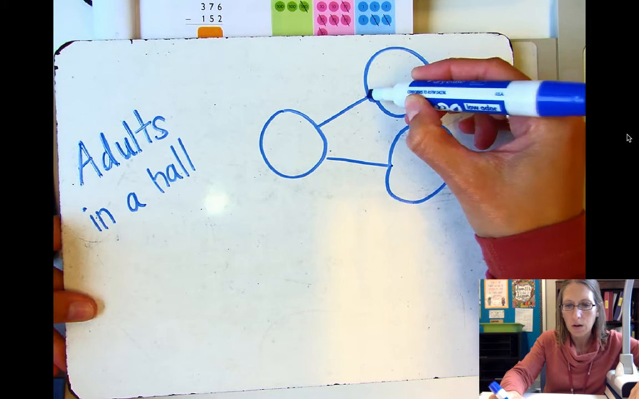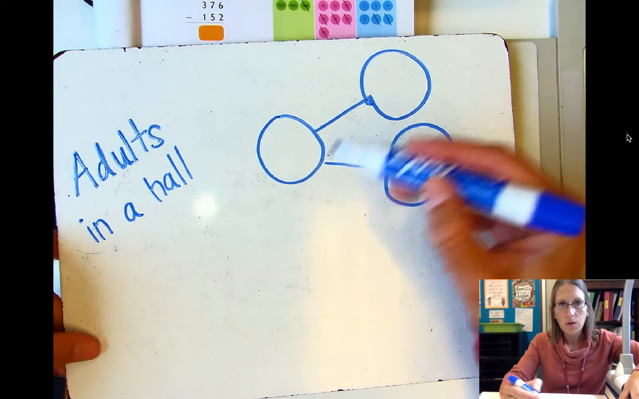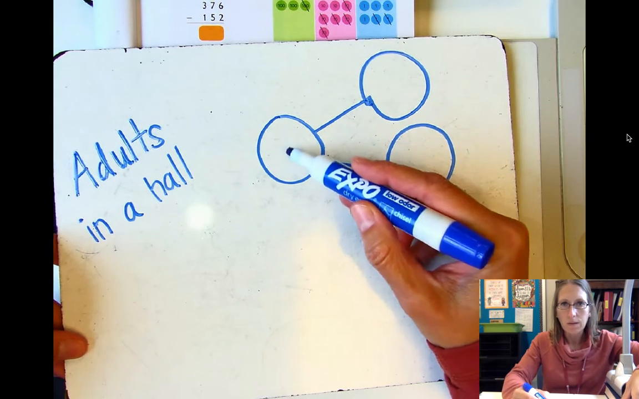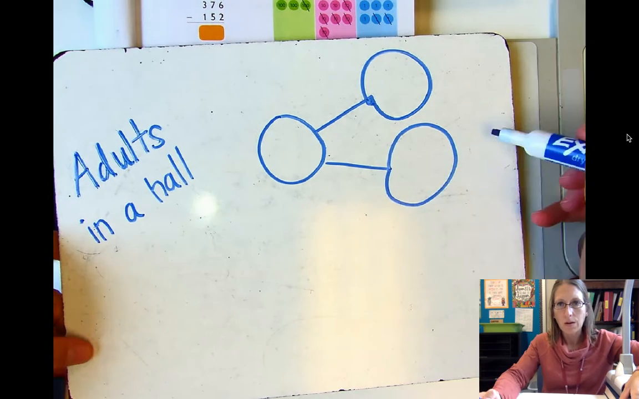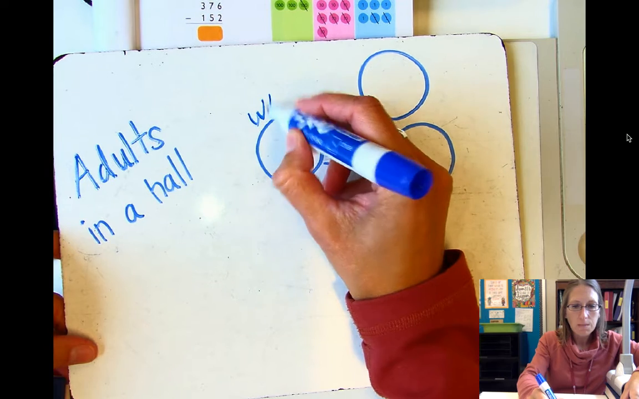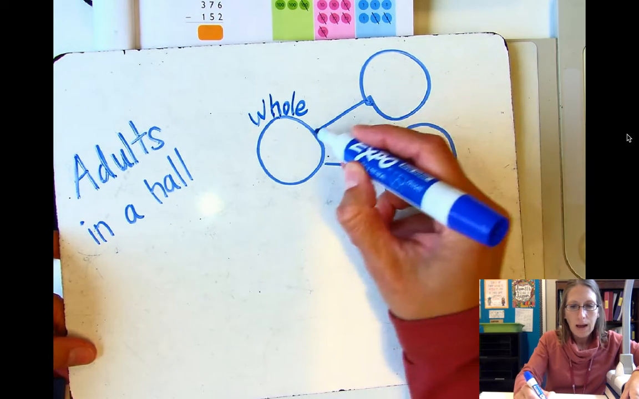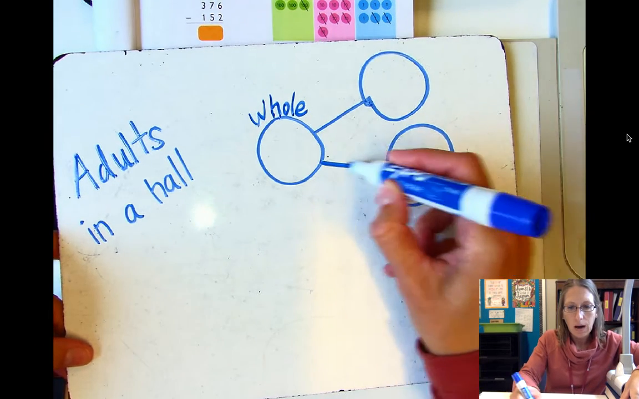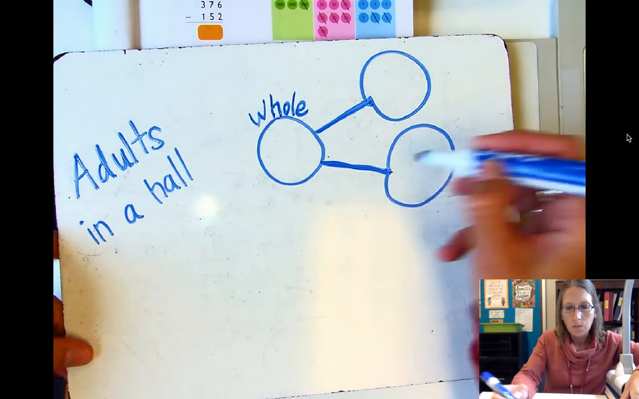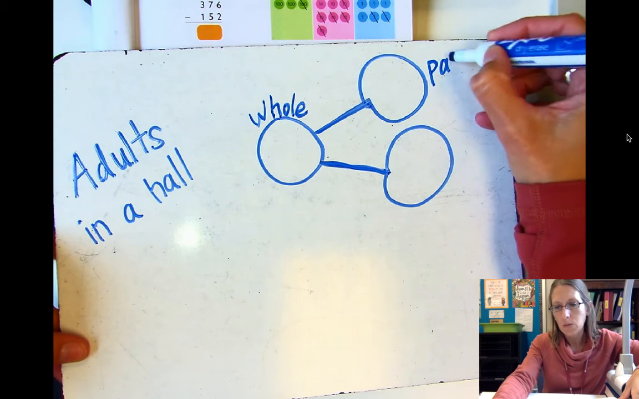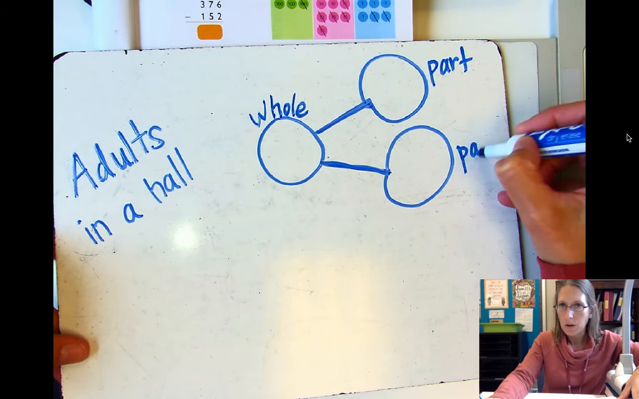Okay, so there's our number bond, and remember, it doesn't matter if the whole is on the side or at the top or the bottom or the other side, but what does matter is that the whole has the 2 parts coming out of it. So be careful. So this is one of the parts, and this is the other part.